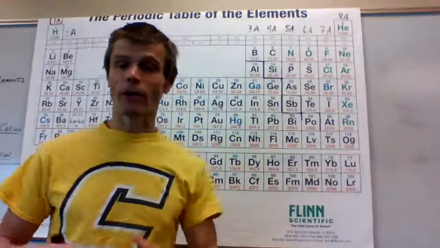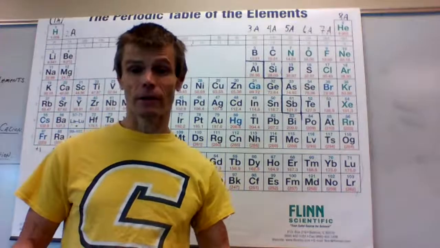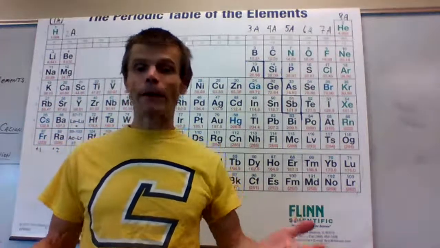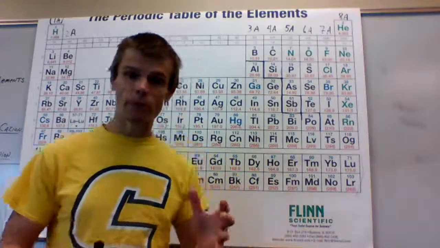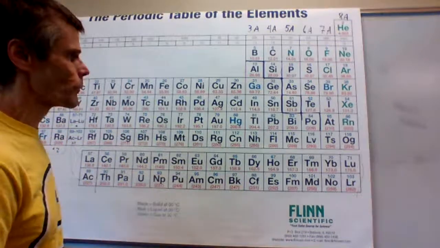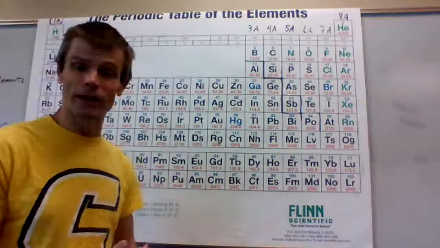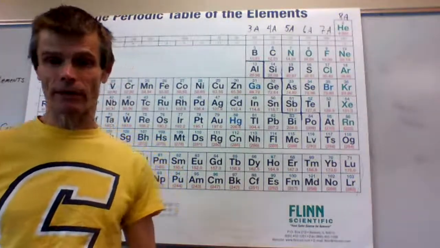Group 8A are our noble gases. They don't form ions because they're happy. They have a completely full highest principal energy level, and they don't tend to either gain or lose electrons. So that's just a brief description of the periodic table and how we can make some predictions based upon a position of an element in the periodic table.